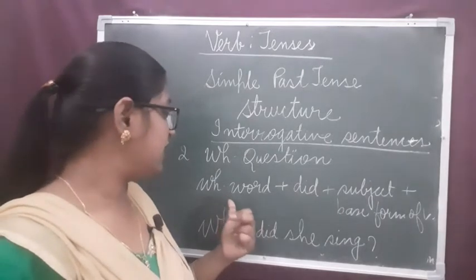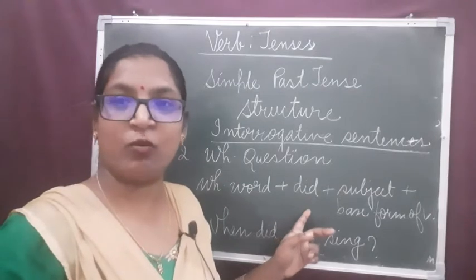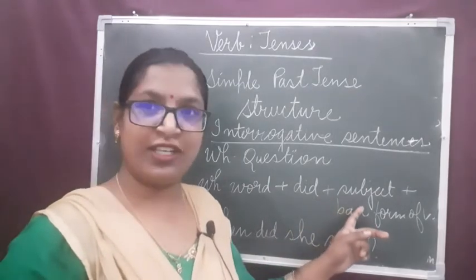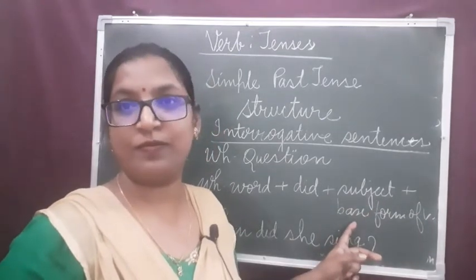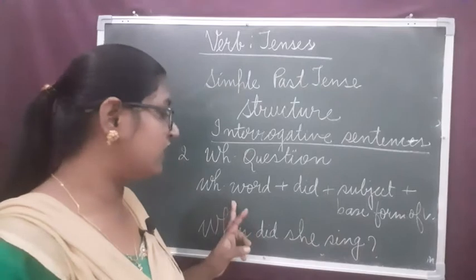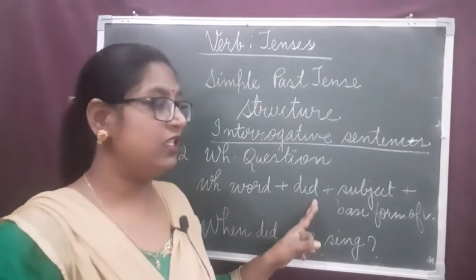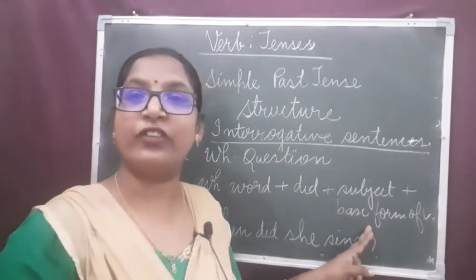And WH word plus did. Did is the past tense form of the auxiliary verb do, plus subject plus the main verb in its base form. Once again see the structure. WH word plus did plus subject and then followed by the base form of the verb.